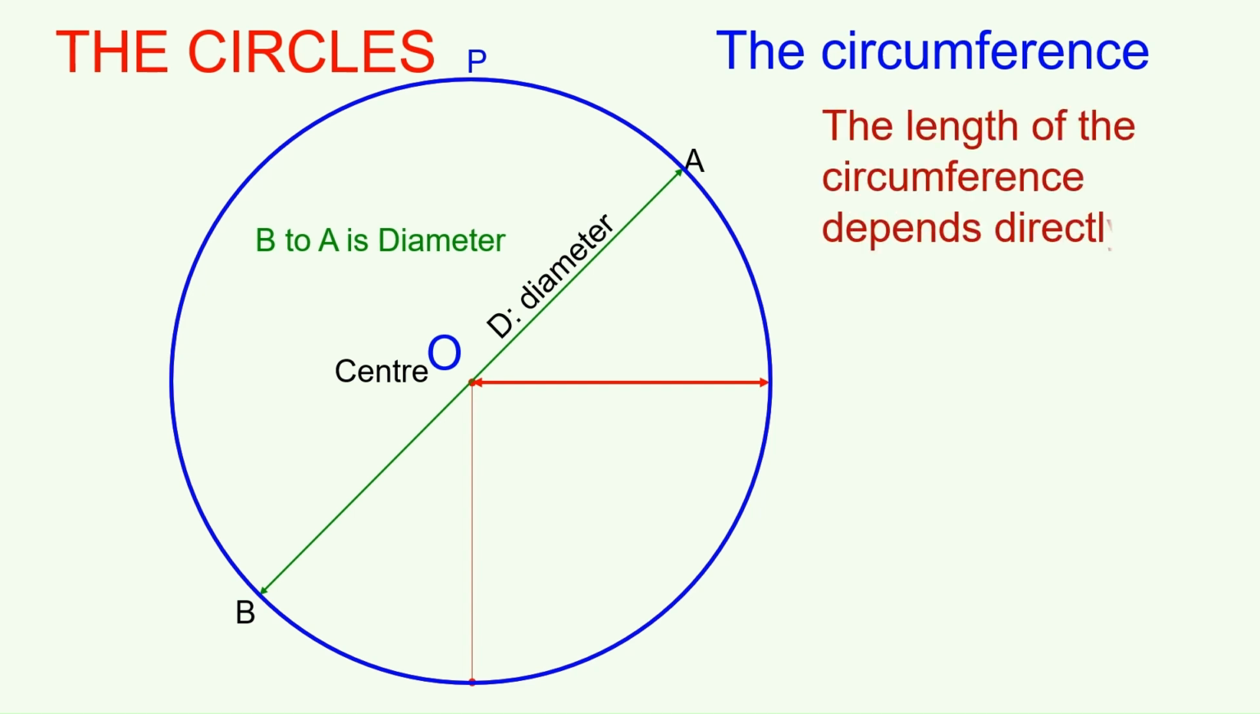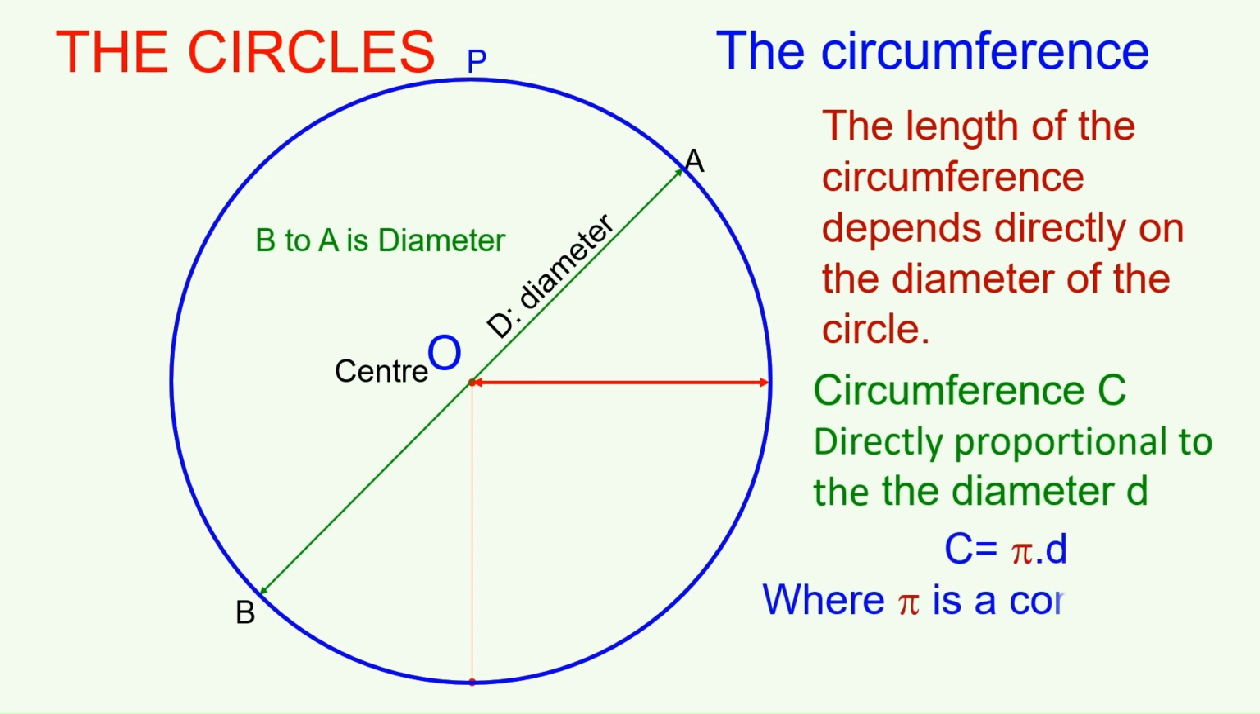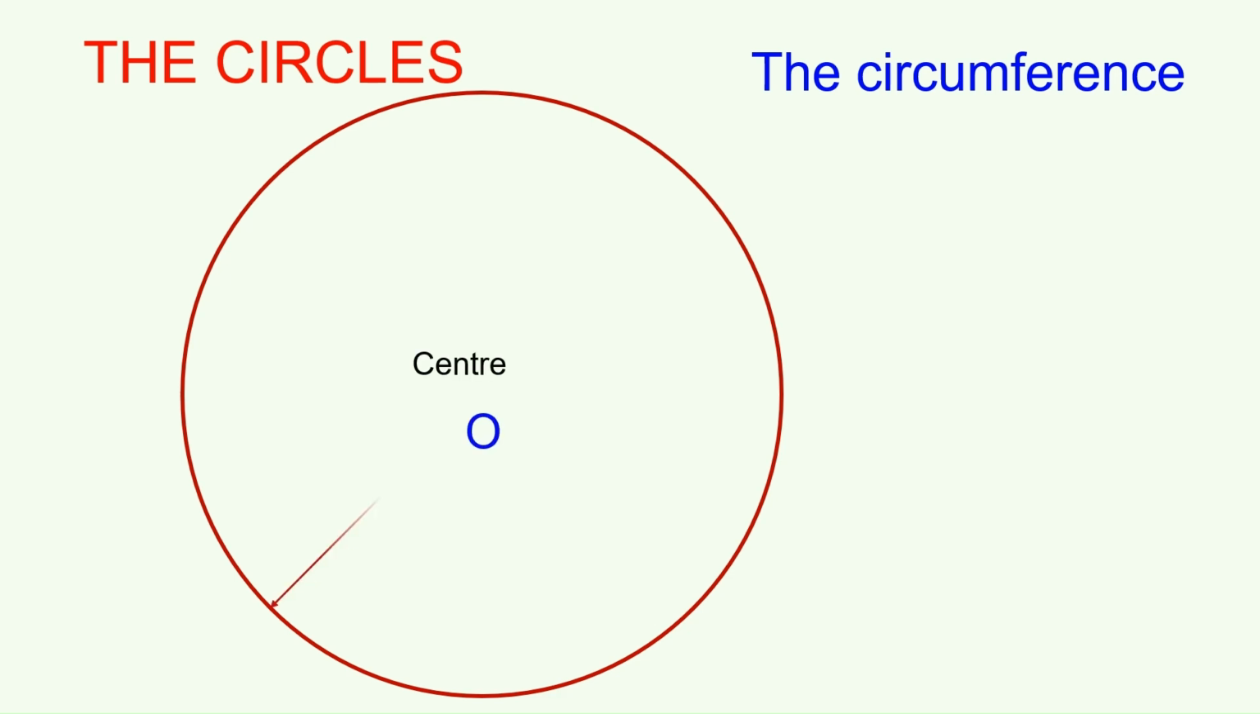The length of the circumference depends directly on the diameter of the circle. Circumference C directly proportional to the diameter d. C equals pi times d, where pi is a constant of proportionality. We demonstrate to you how the length of the circumference depends directly on the diameter of the circle.